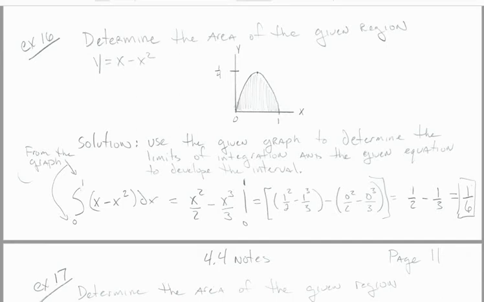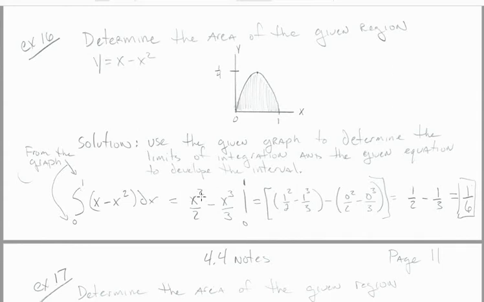So we can see on the x-axis, our limits of integration are going to be from 0 to 1, so we write those next to the integrand. And then the function x minus x squared dx. So from here, it's the same thing we've been doing. The antiderivative of x is x squared over 2 minus x cubed over 3. That's the antiderivative of x squared. And we're going to evaluate that from 0 to 1.